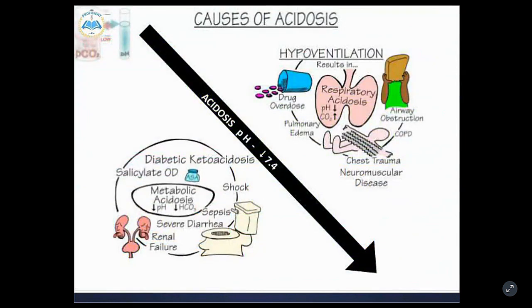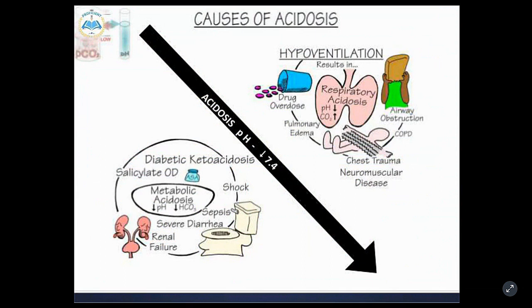Now, what are the different causes of metabolic acidosis and respiratory acidosis? It has been beautifully explained in this diagram. We shall see a few. First, respiratory acidosis. Any condition that causes hypoventilation or decreases the rate and depth of respiration will cause respiratory acidosis. A few examples include chronic obstructive airway disease, chest trauma, neuromuscular disease, drug overdoses, etc.